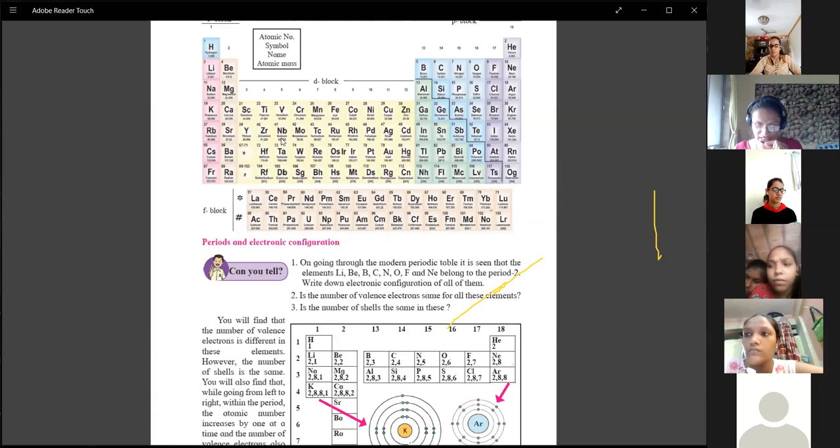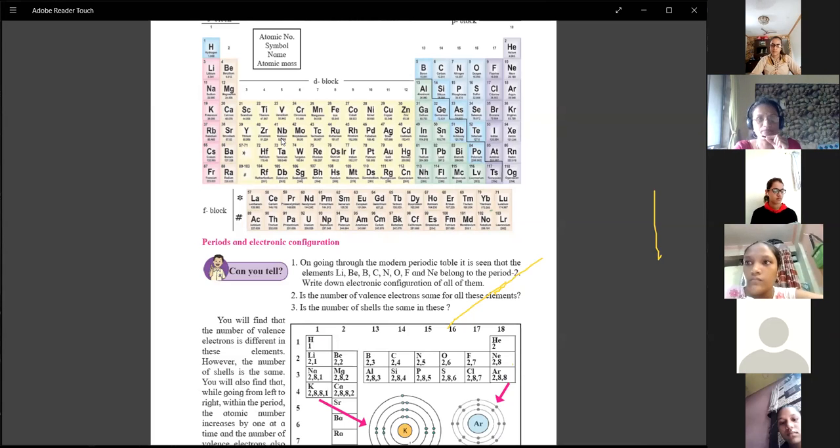Second question is, what is the expected trend in the variation of non-metallic character of an element from left to right in the period? Atomic number increases, miss. Yes, the answer is, in a period, atomic number increases from left to right. Electronegativity also increases and non-metallic character increases due to the decrease in atomic size.